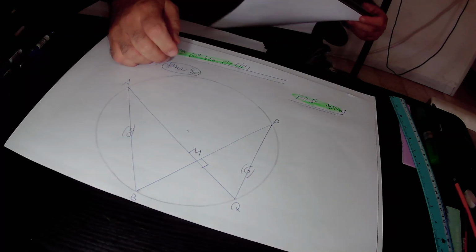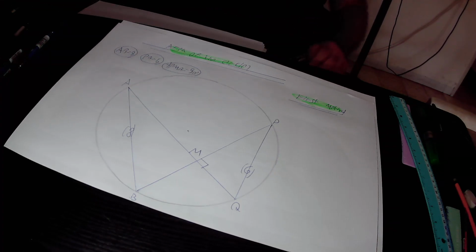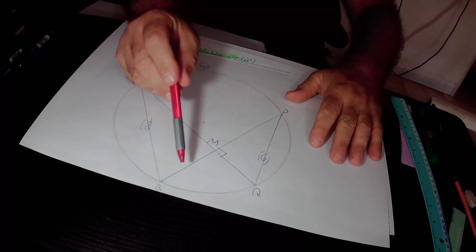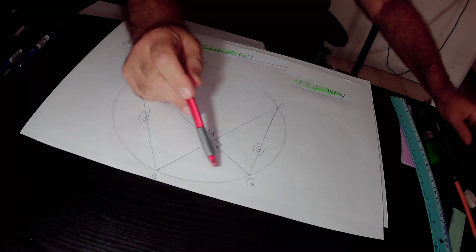We can implement rule 29 in our drawing. Why? Because if we focus on this arc BQ, this is arc BQ.